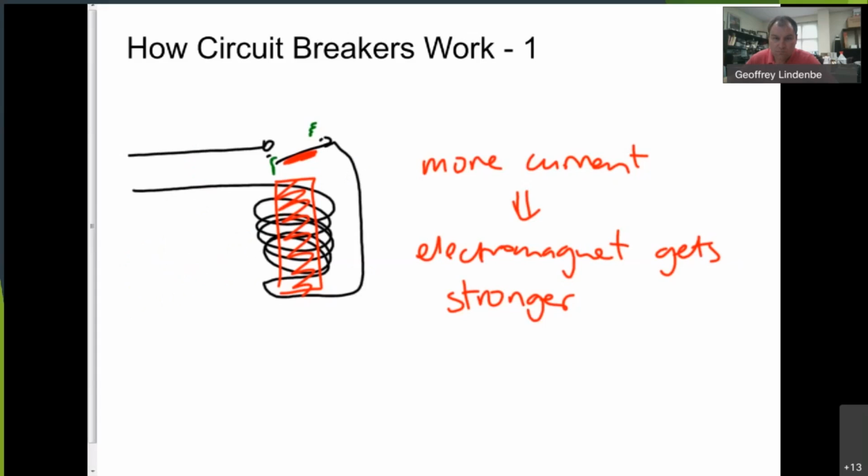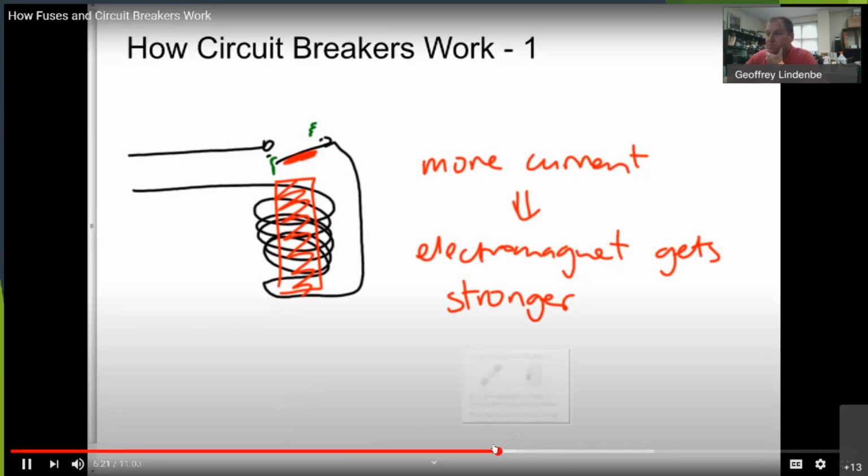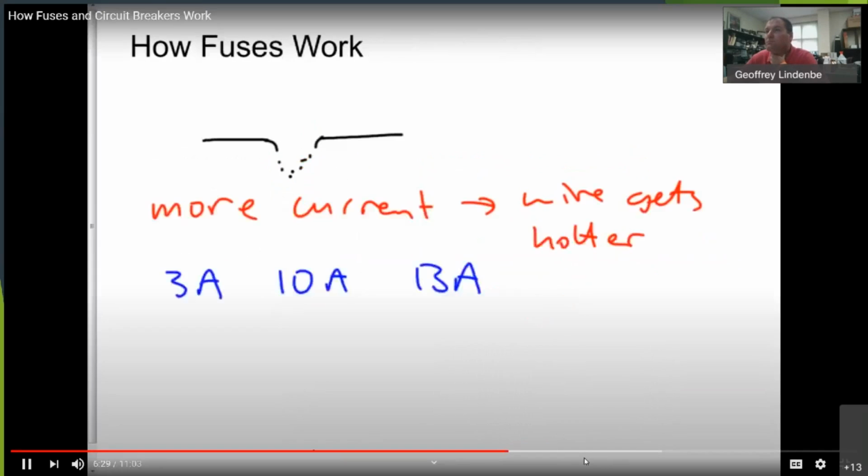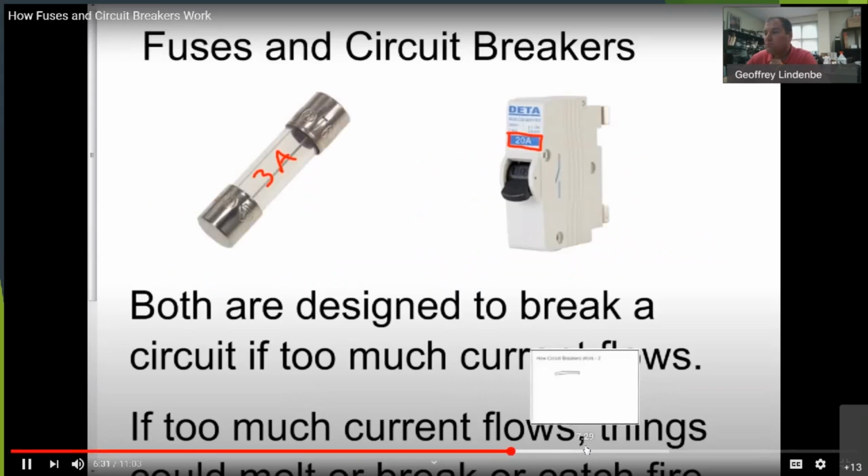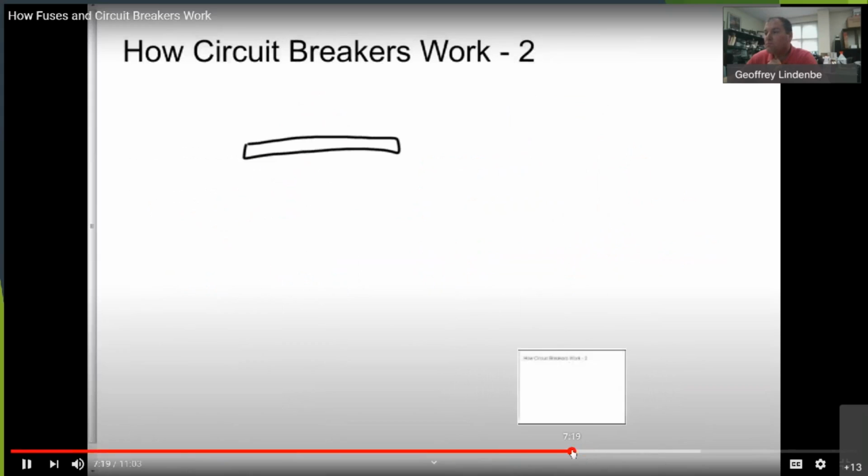So if too much current flows and the switch is opened, there's a little latch that keeps the switch open, so the current stops flowing and doesn't start flowing again. Then you have to go to the circuit breaker and press a button or flip a switch, and that undoes the latch.